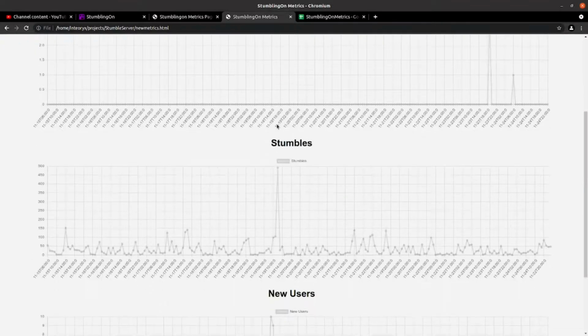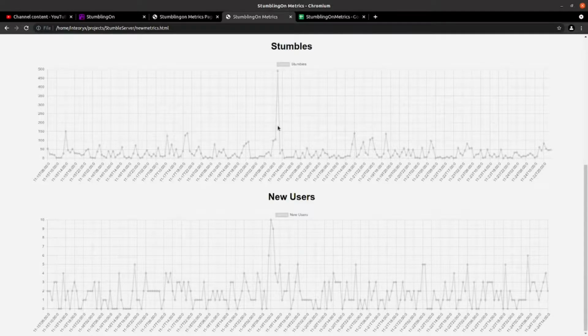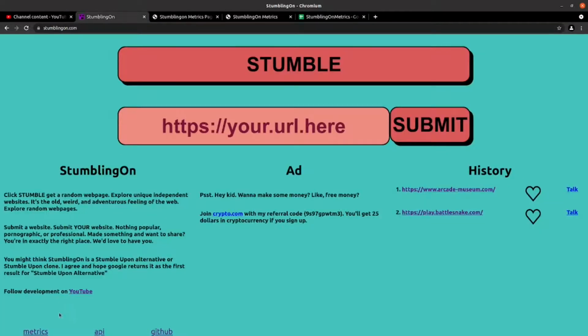But anyway, this is the metrics page. I think it's better, and I'll put it on StumblingOn under the metrics link to replace the old, uglier metrics page.